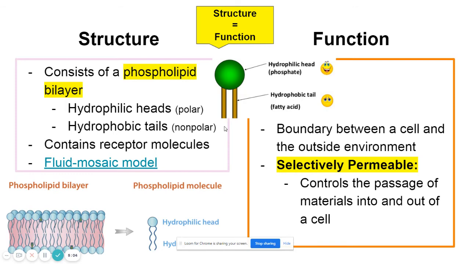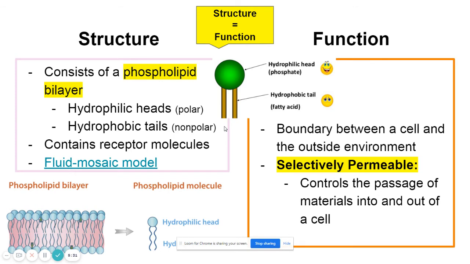Another thing that the cell membrane contains is a special kind of protein molecule known as receptor molecules. Now, we don't really need to know too much about receptors, but what you need to know is that these molecules provide a way for cells to communicate with one another. And when cells send and receive signals, these signals attach themselves to these receptors, which are found on the surface of the cell membrane.